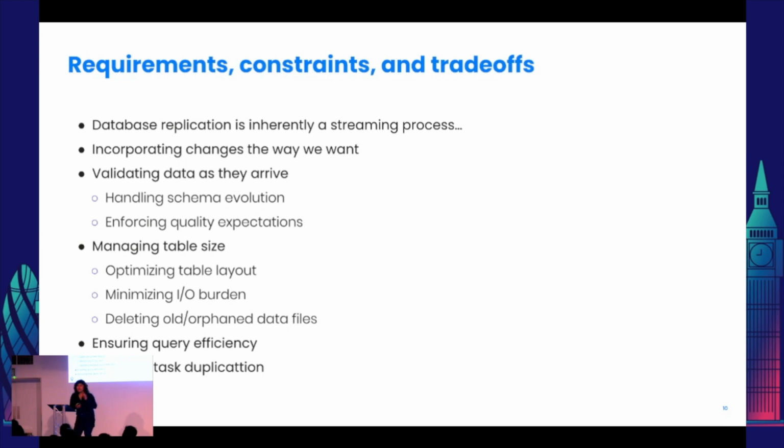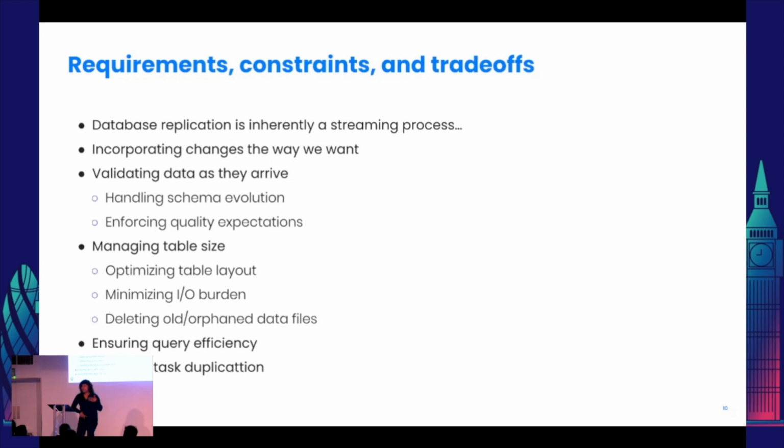Database replication, as I said, is inherently a streaming process. So, now we're talking about the requirements and constraints. It's a streaming process, and that means we have to be ready to receive the data when it arrives. We can't say, get all the changes from yesterday. That's not really how that works. And that means scaling up and down when the production workload changes as well. We already talked about the different kinds of merge strategies, so we incorporate the changes exactly as we want them. We have to validate the data as it arrives as well.